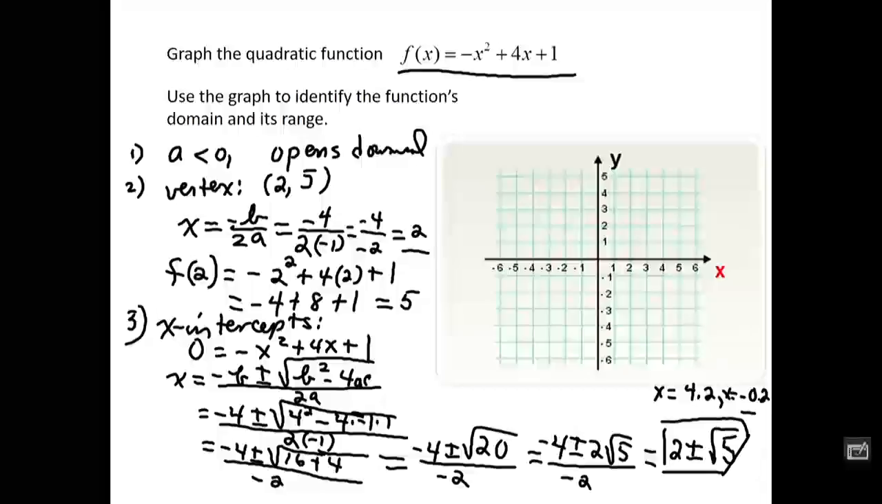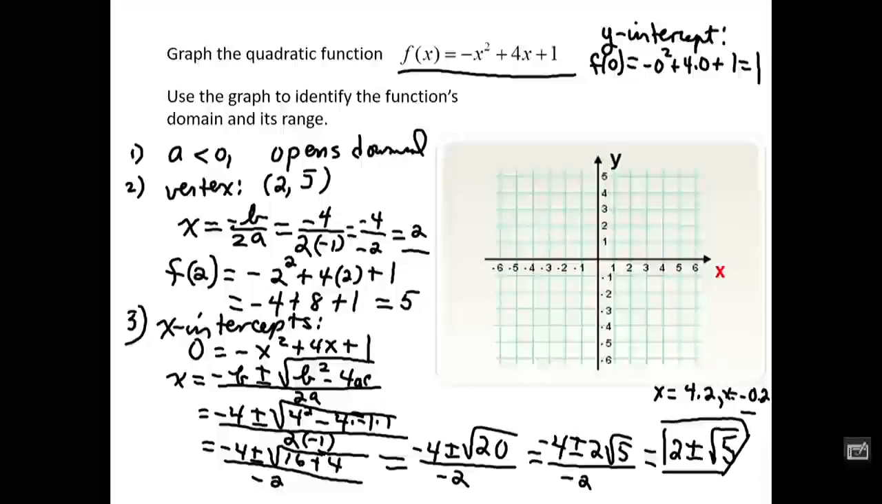And the last, let's find the y-intercept. All right, the y-intercept, we again want to evaluate the function at 0. So if we evaluate the function at 0, we get negative 0 squared plus 4 times 0 plus 1. So we're getting 1. So the y-intercept is 0, 1.